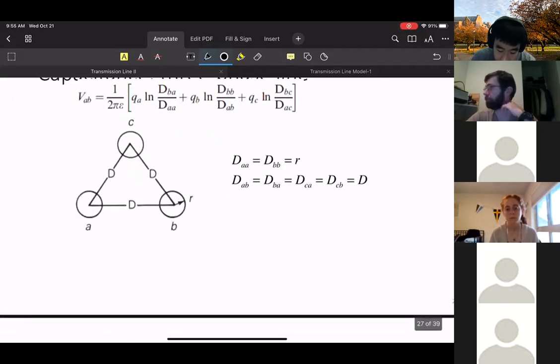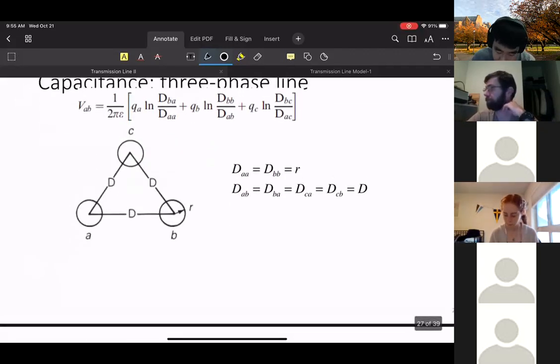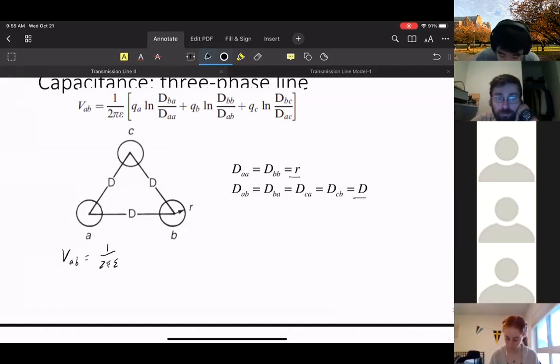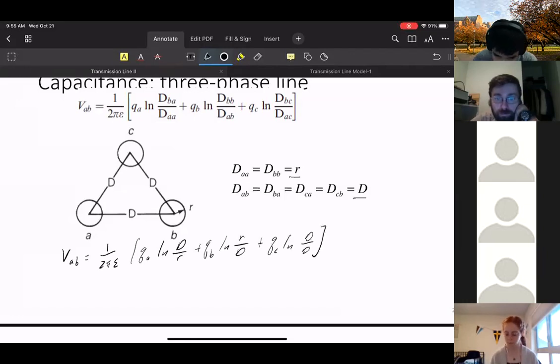This equation has three logs in it. It will become easier because we'll do a lot of substitution. We'll say R is the radius, which is all the same, and the distance between the conductors is capital D. So what we have left over is VAB equals 1 over 2 pi epsilon, QA log of D over R plus QB log of R over D plus QC natural log of D over D.